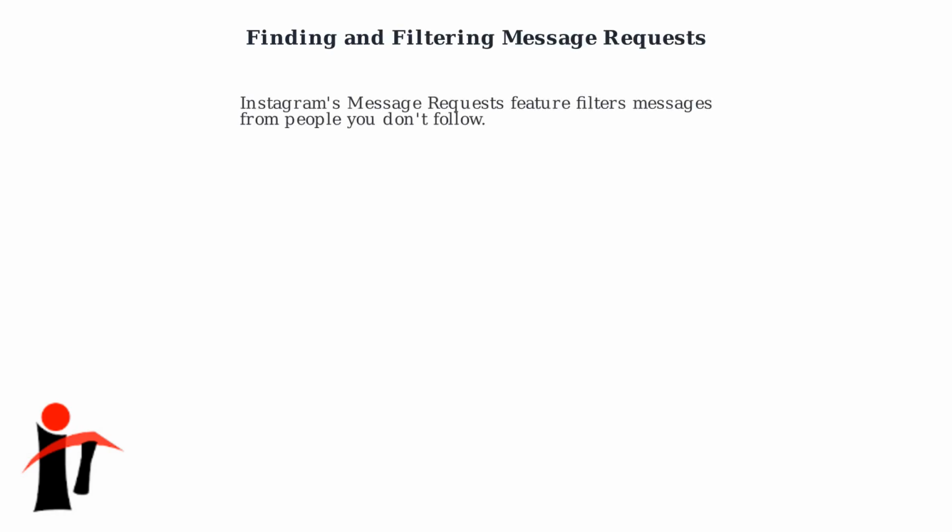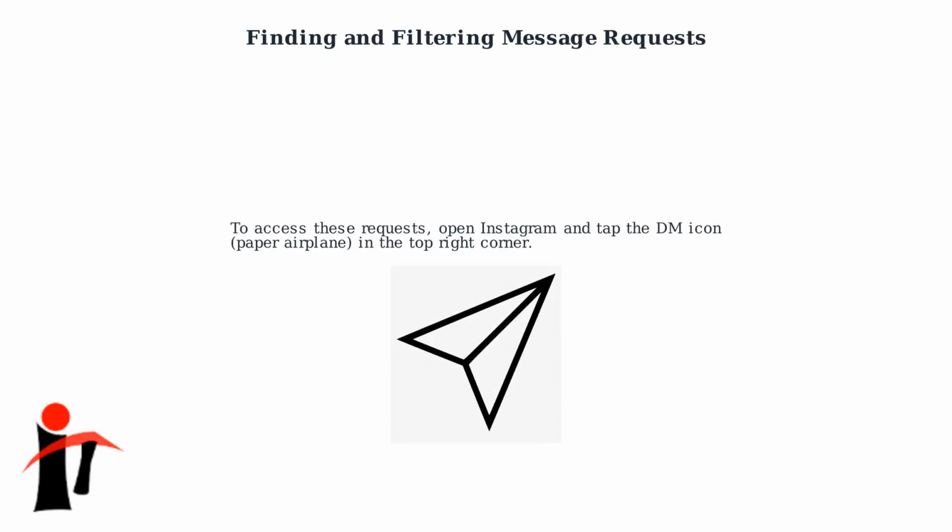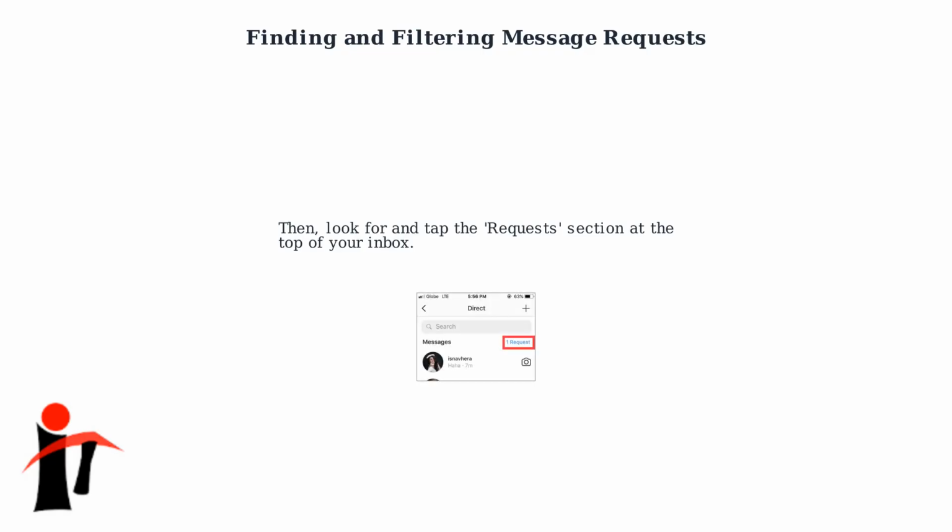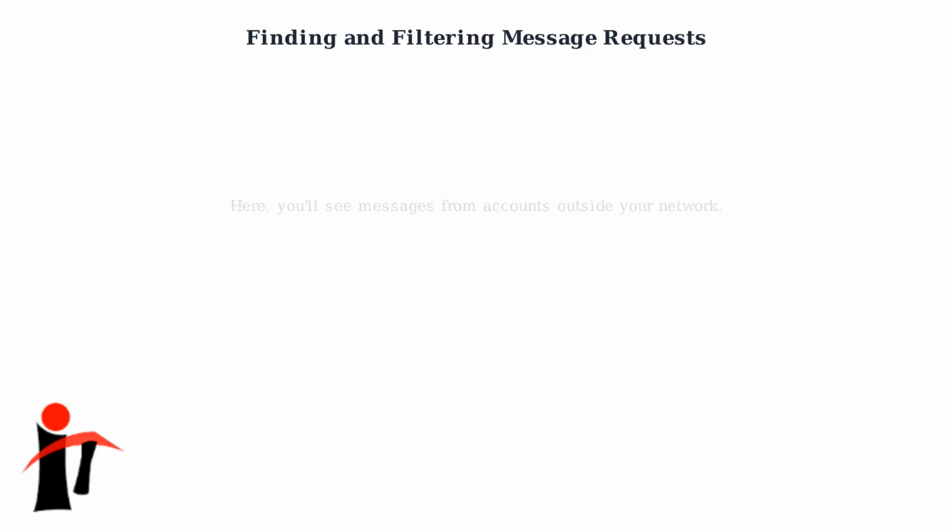Instagram's message requests feature is designed to filter messages from people you don't follow. To access these requests, open Instagram and tap the DM icon, Paper Airplane, in the top right corner. Then look for and tap the Requests section at the top of your inbox. Here, you'll see messages from accounts outside your network.